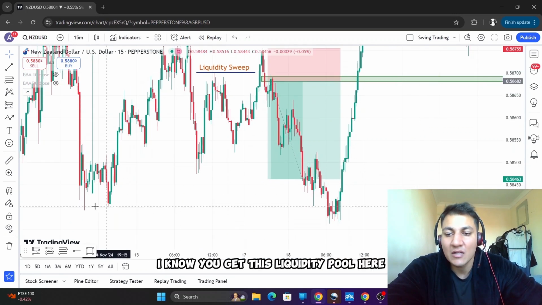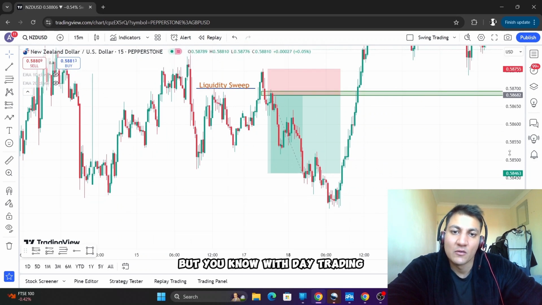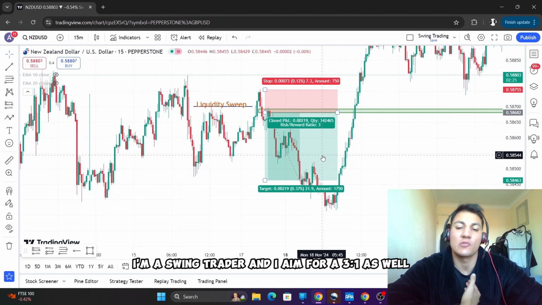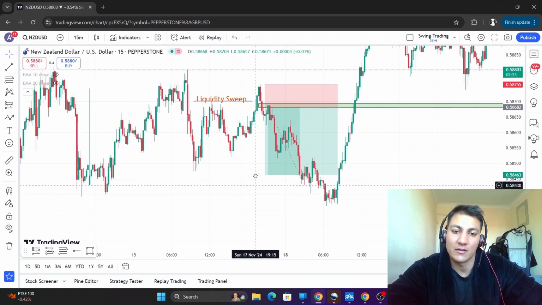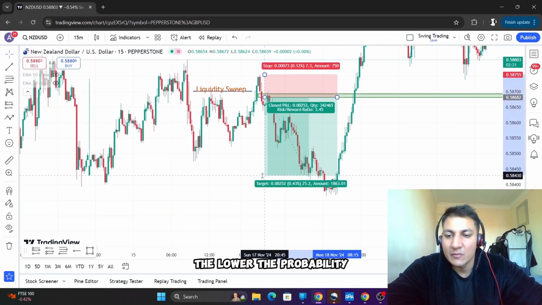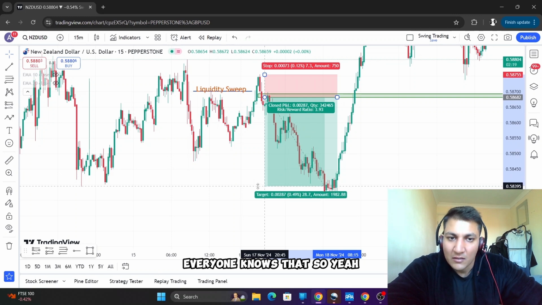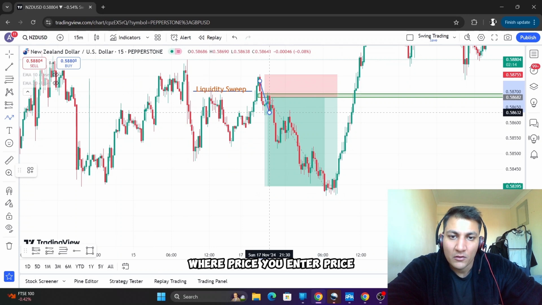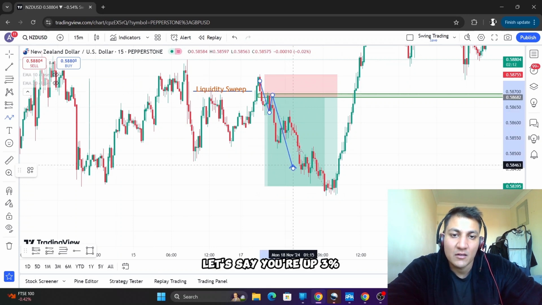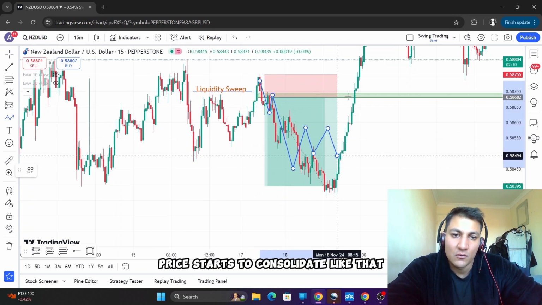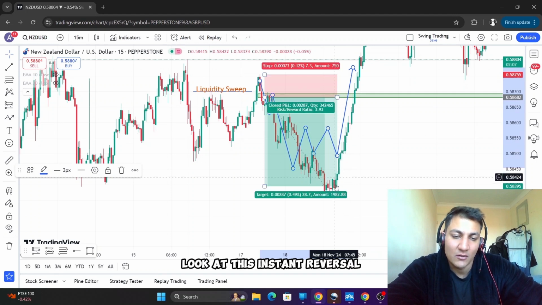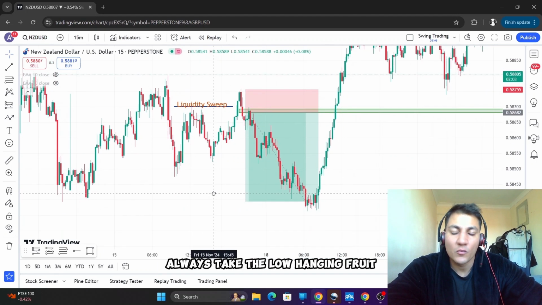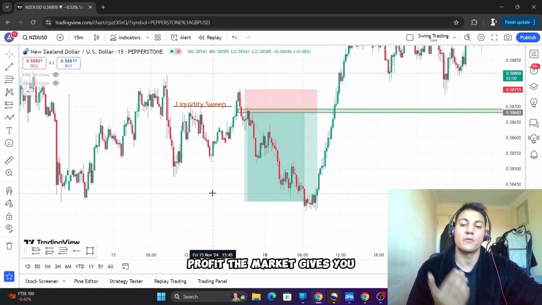Nice and easy. And I know you get this liquidity pool here, but with day trading, you really don't want to aim for more than the 3 to 1. I'm a swing trader, and I aim for a 3 to 1 as well. The higher the risk reward, the lower the probability. Everyone knows that. So yeah, you get a 4 to 1 in this case, but a lot of the time you're going to get something like this, where you enter, price is up 3%, then starts to consolidate like that, or even starts reversing. Just look at this, instant reversal. So always take the low-hanging fruit when it comes to trading, and be grateful for whatever profit the market gives you.